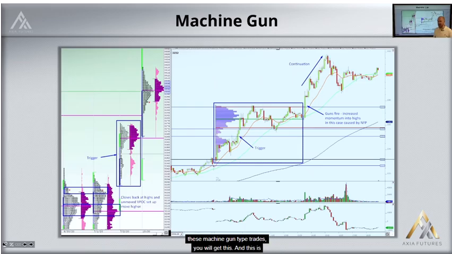In many of these machine gun type trades, you will get this. And this is the beginning, followed by the second part of the trade. So you get this kind of triple distribution day. Like I say, it's not a full-on trend day because you have this wide distribution followed by one pop and a second wide distribution. Not multiple, but equally it's not a liquidation day.